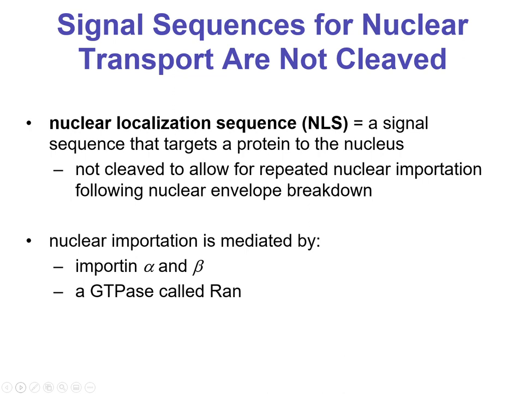Nuclear importation is mediated by several proteins. We've got importins, alpha and beta. And then we've also got GTPases. There's a GTPase called RAN, which is a cousin of the RAS protein, so it's related to RAS.